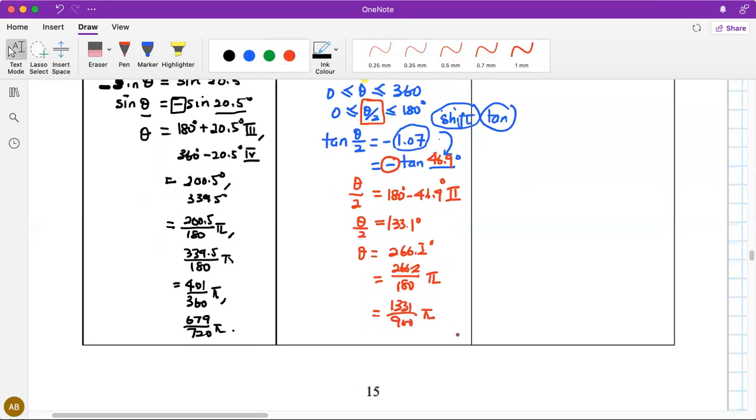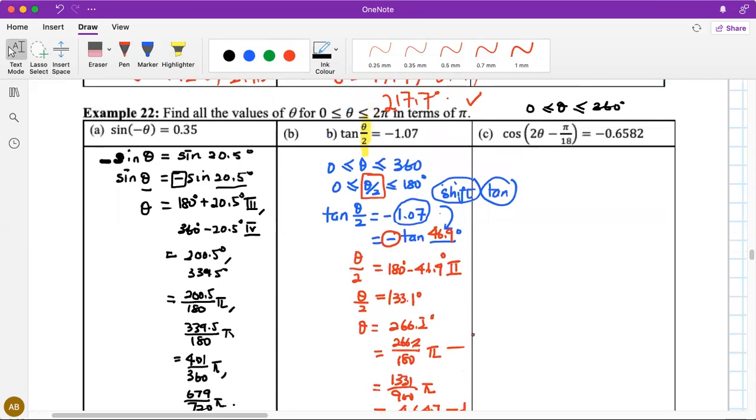If the question didn't tell you to give the value in pi, then you need to multiply by 3.142. So if you multiply by 3.142, you get the answer 4.647 radians. So this is B.